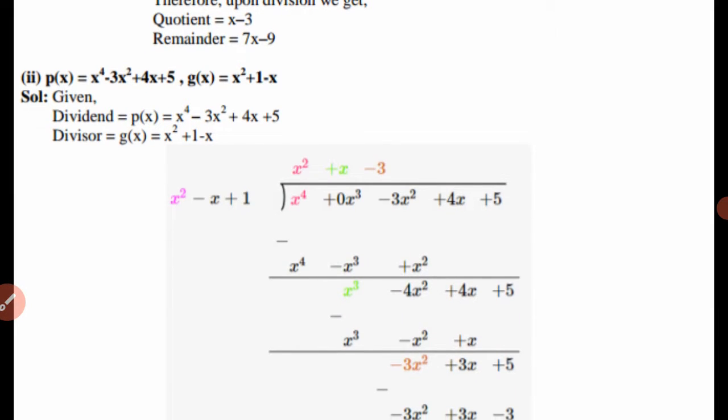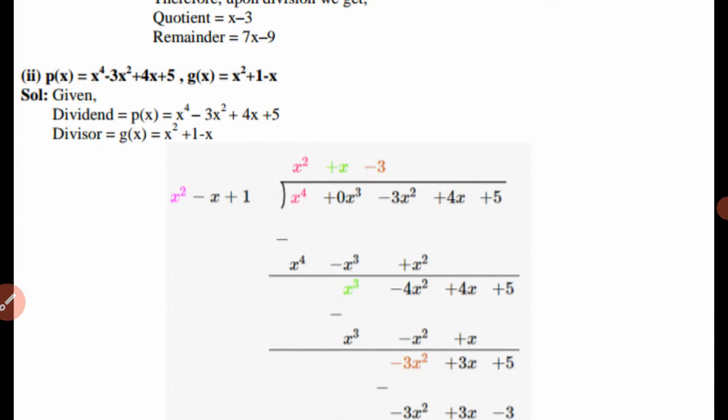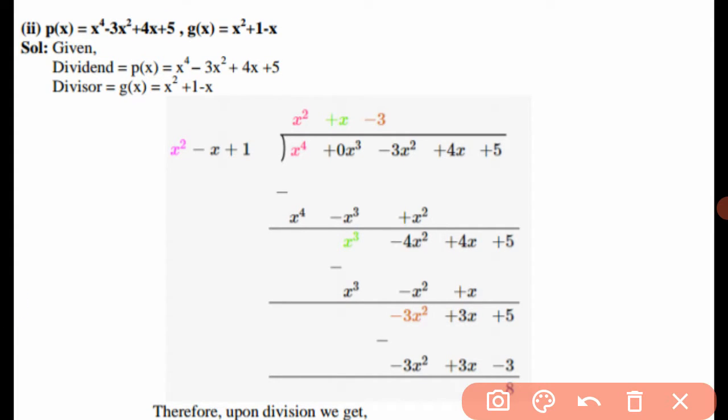In the next part also, p(x) equals x power 4 minus 3x square plus 4x plus 5, and g(x) equals x square plus 1 minus x. So first we will write it in standard form. So according to standard form, g(x) will be written as x square minus x plus 1. Now we will divide x power 4 plus 0x cube minus 3x square plus 4x plus 5 by x square minus x plus 1.